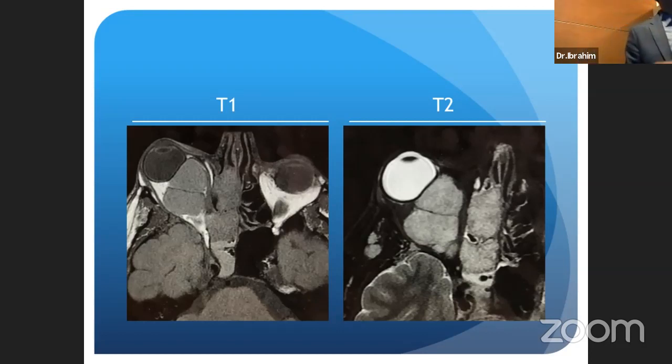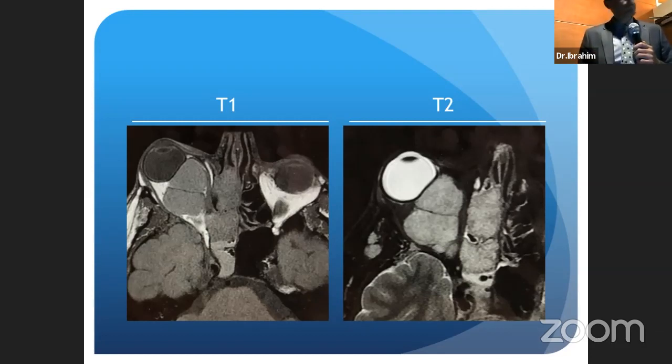We'll see the enhancement. This is one of the interesting cases because it has multi-compartmental extension of the lesion: you have the intraorbital compartment and an extra-orbital compartment inside the nose, with very similar characteristics. At the time of surgery, a piece was taken and read by pathologists as cavernous hemangioma, which is cavernoma.